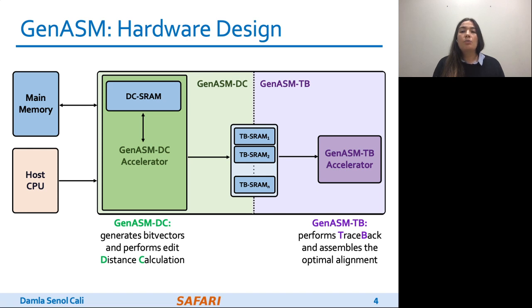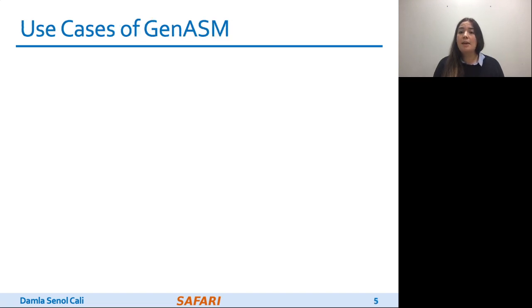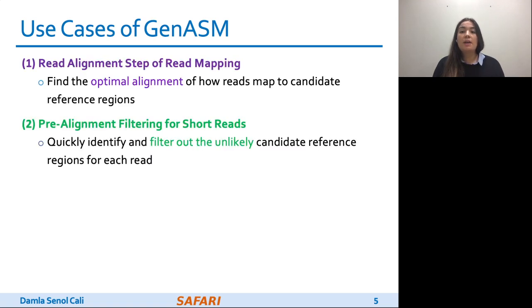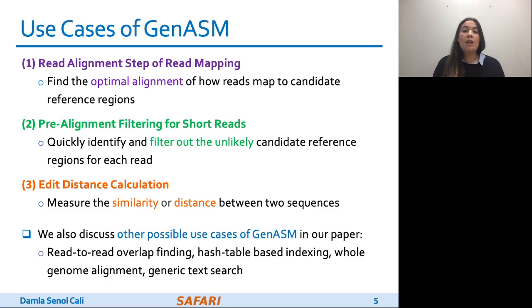Our co-designed hardware consists of two components, GenASM DC and GenASM TB. GenASM is flexible and can be used for a number of use cases. In this work, we evaluate three of them: read alignment, pre-alignment filtering, and edit distance calculation. In our paper, we also briefly discuss several others.